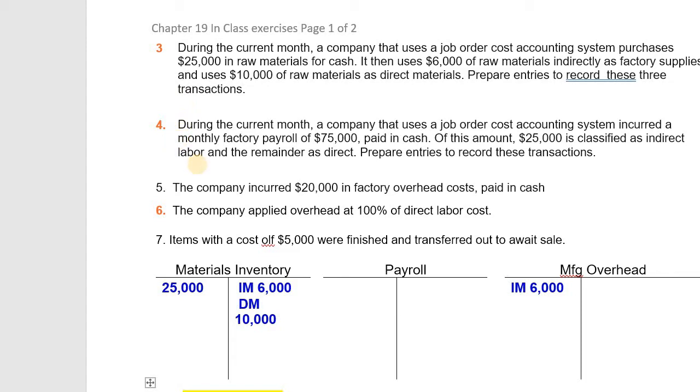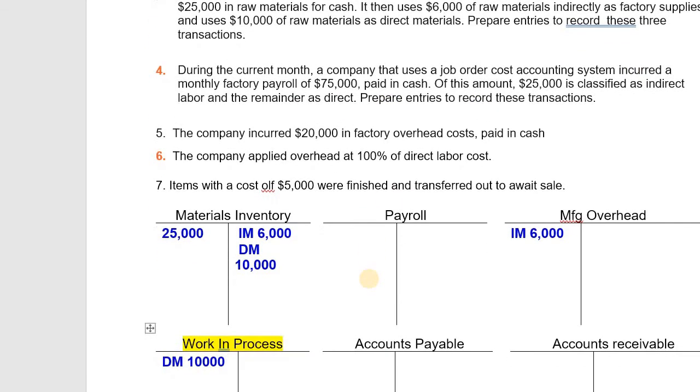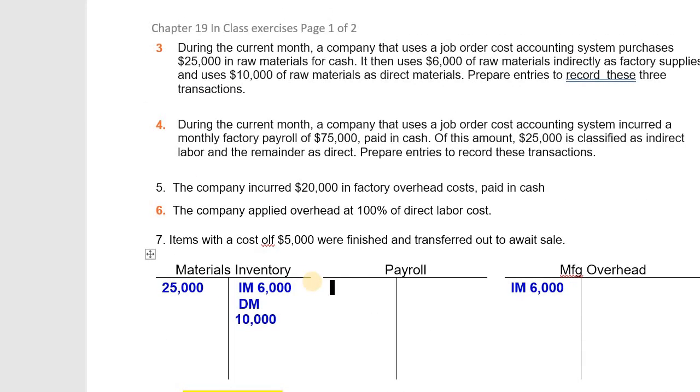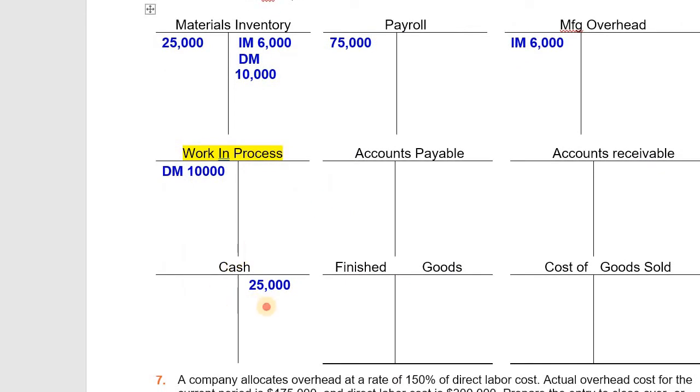Number 4. During the current month, a company that uses a job order cost accounting system incurred a monthly factory payroll of $75,000 paid in cash. Of this amount, $25,000 is indirect and the remainder is direct. Well, there are 2 ways to do it. I'm going to show you way number 2 in the second part of this worksheet, and it's the second method that you'll find on the test. But the first method is the payroll person debits the payroll account for $75,000 and pays it out in cash.